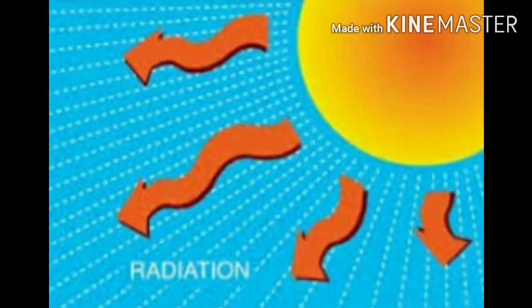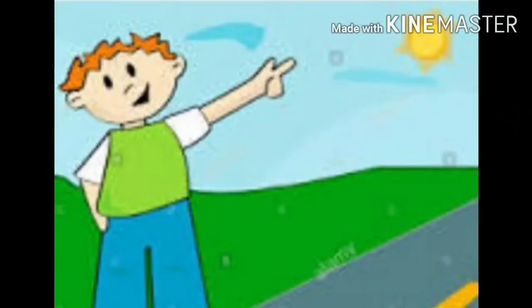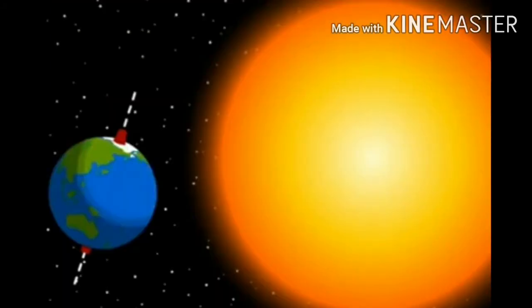Dear children, when we come out in the sun, we feel warm. How does the heat from the sun reach us? It cannot reach us by conduction or convection, as there is no medium such as air in most part of the space between the earth and the sun. From the sun, the heat comes to us by another process known as radiation.